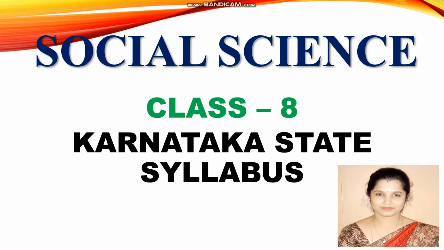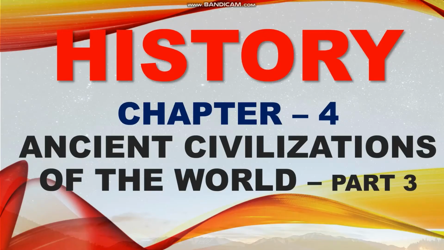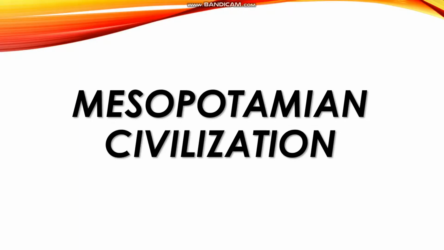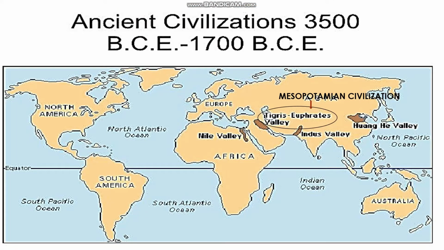Today let us discuss about ancient civilizations of the world, part 3. In previous two classes we have discussed about Egyptian civilization and today we shall learn about Mesopotamian civilization. The Mesopotamian civilization originated in Tigris and Euphrates Valley. The land between the rivers Tigris and Euphrates is called as Mesopotamia. Now let's discuss about Mesopotamian civilization in detail.